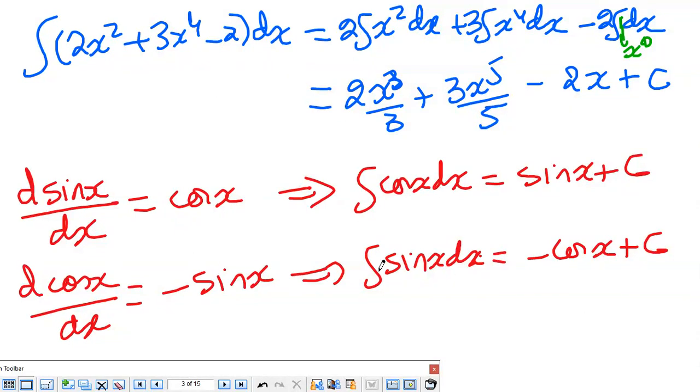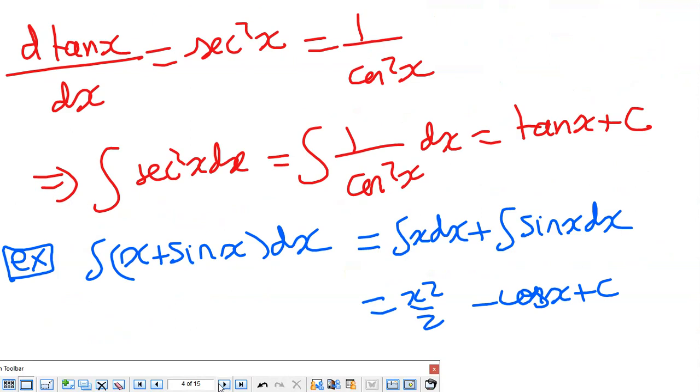It's minus cosine x plus c. And the derivative of tangent x dx is secant squared, or also 1 over cosine squared. So what can I deduce? That the integral, or the antiderivative, of secant squared, also of 1 over cosine squared, is tangent x plus c.